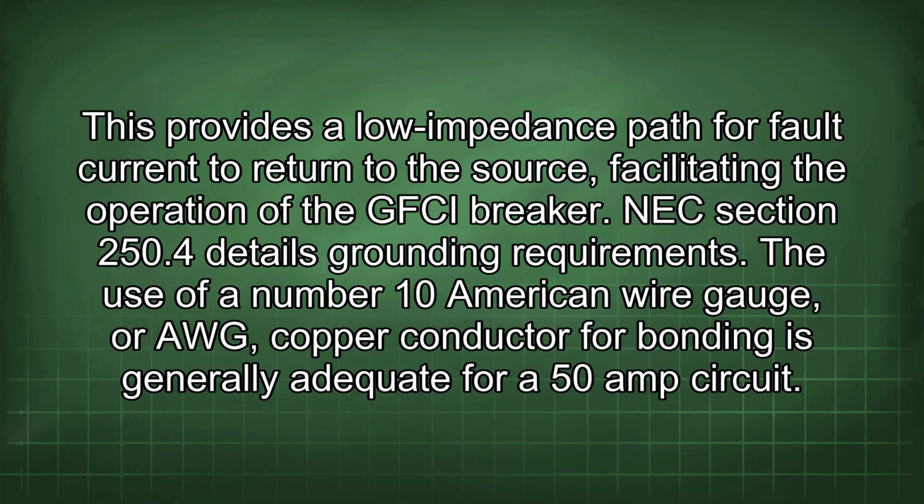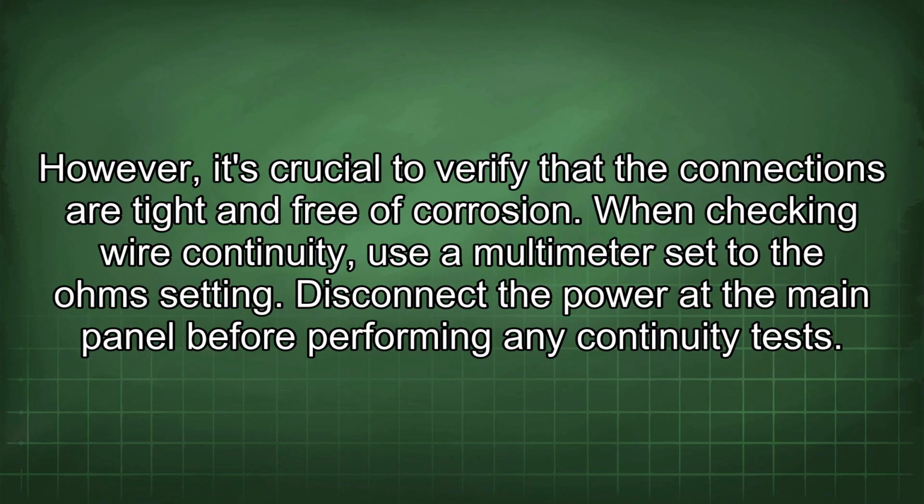The use of a number 10 American wire gauge, or AWG, copper conductor for bonding is generally adequate for a 50 amp circuit. However, it's crucial to verify that the connections are tight and free of corrosion.